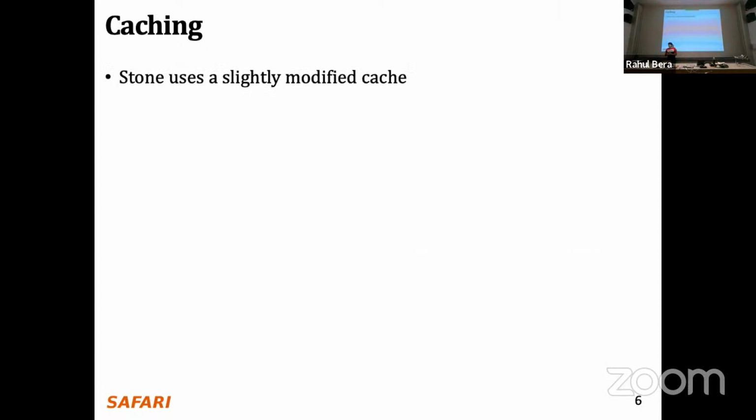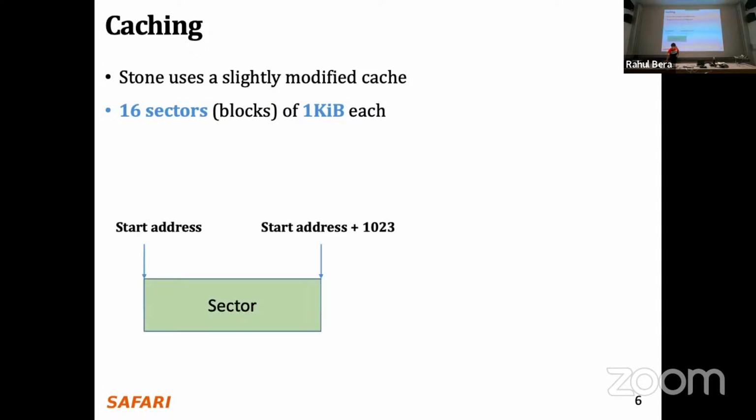Let's talk a bit about the kind of cache that Stone is actually using. It's mostly similar to what we've looked at, but it's slightly modified. He proposes a cache of 16 sectors, we call them blocks, of 1 kilobyte each. So it's a 16 kilobyte cache. And one sector stores one contiguous memory location of 1 kilobyte, or 1024 bytes. So a sector is identified by a starting memory address into main memory, and it stores the entire contiguous location of a kilobyte.